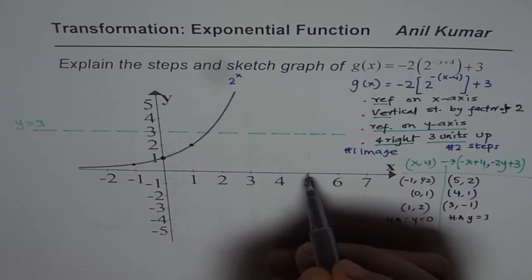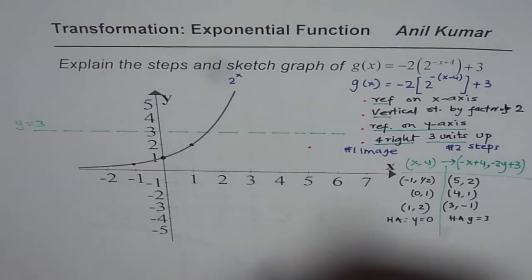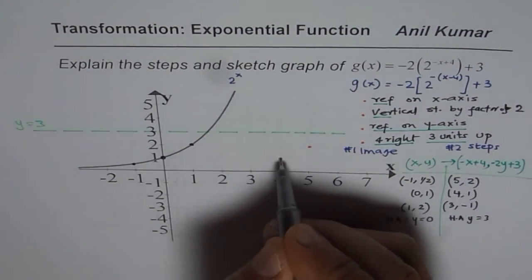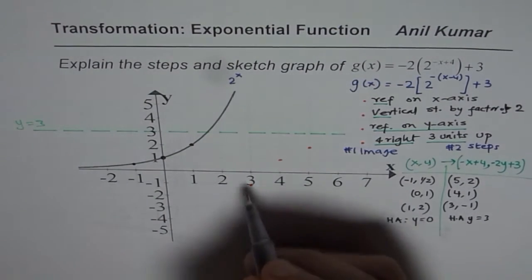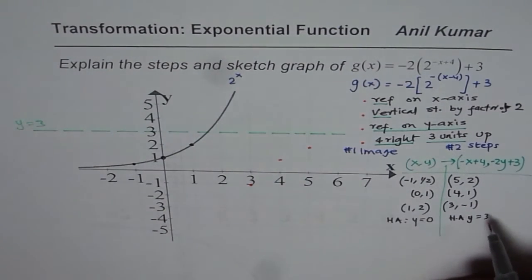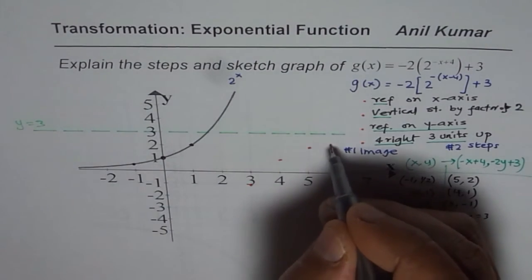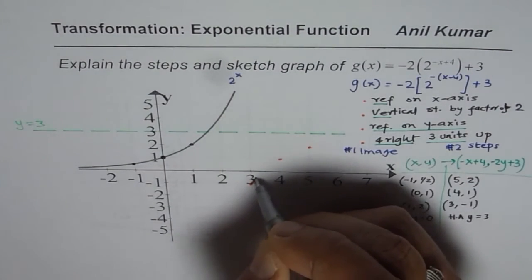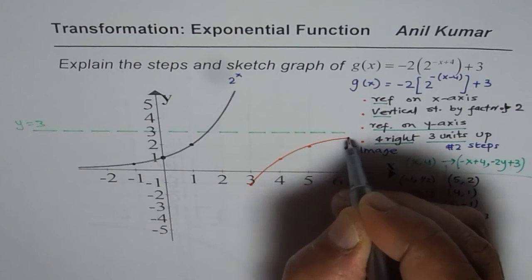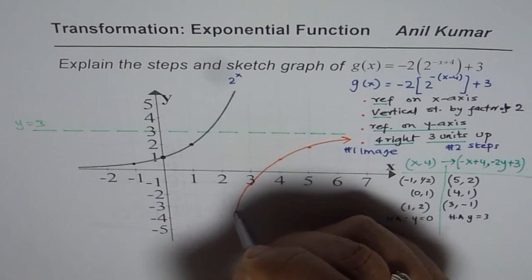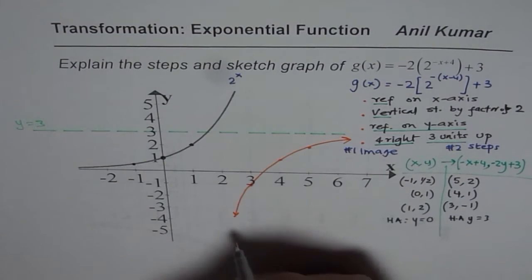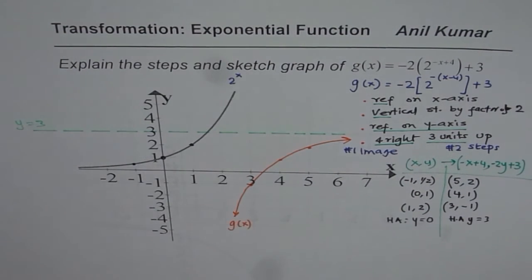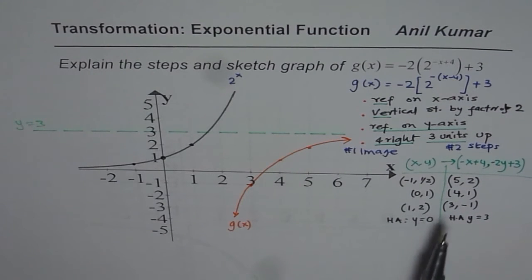5, 2. So 5 and 2 is right there. 4 and 1 is there. 3, minus 1 is there. So these are the 3 points. We could have taken some more, right? But anyway, you get an idea. So this sketch of the graph will be kind of like this. Do you see that? So that is how the final graph g of x is going to look like. So that is to sketch from the points.